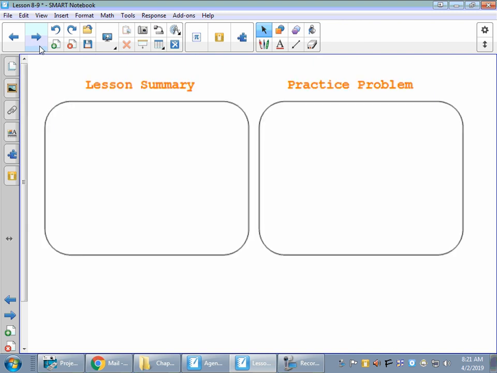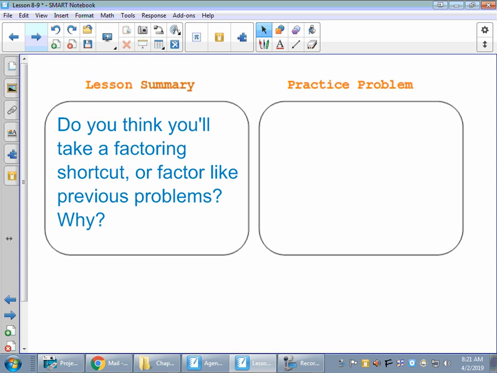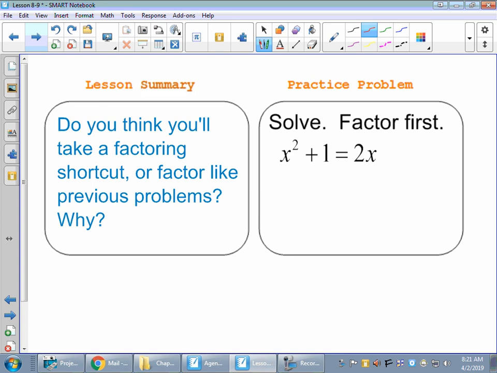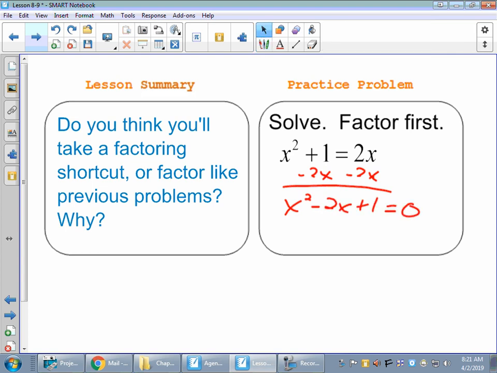Okay, we can practice more at a different time. I think it's good enough. So for the lesson summary today, do you think you'll take the factoring shortcut, or are you going to factor like previous problems? And then give me a reason why or why not. And then here, let's solve. You have to solve this. Remember, you have to factor it first. And I'm just going to give you a little tip. Remember, we can't do this without it being equal to 0. So make sure we subtract 2x, and we end up with x squared minus 2x plus 1 equals 0. Then solve and factor that one. And again, remember to put your answer in a solution set as well.